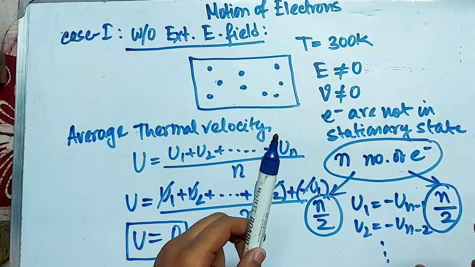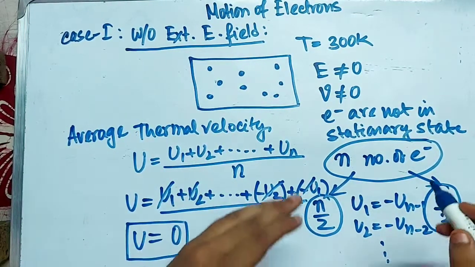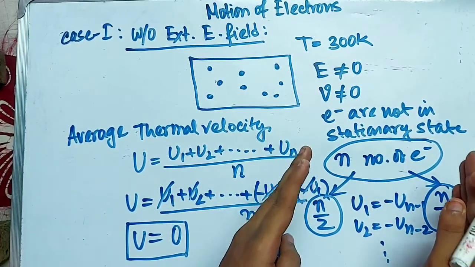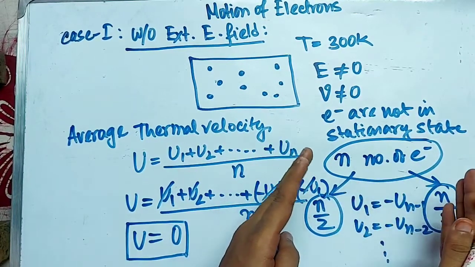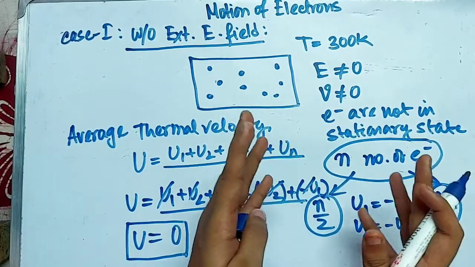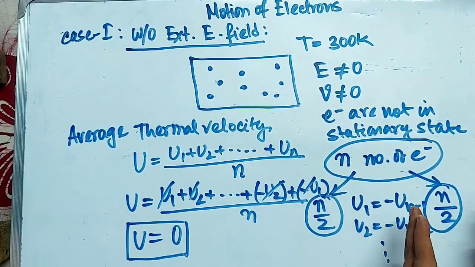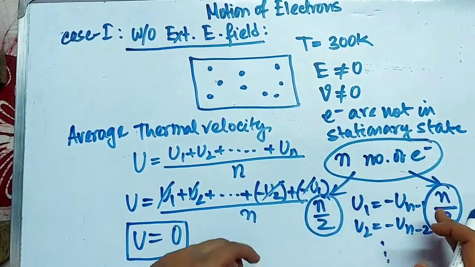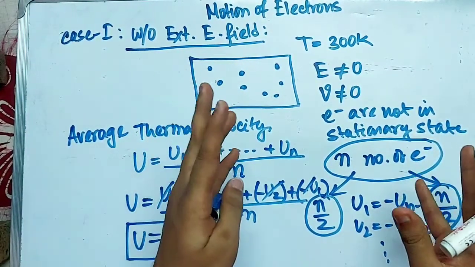If you are getting complications, then I am repeating it again. Suppose we have n number of electrons at a particular moment. If we see that n by 2 number of electrons are moving in the right direction, then n by 2 number of electrons will move in the left direction, so that there is no net thermal velocity.